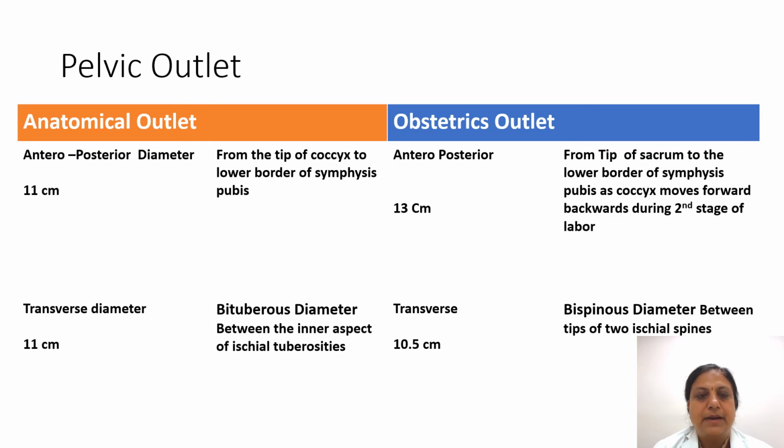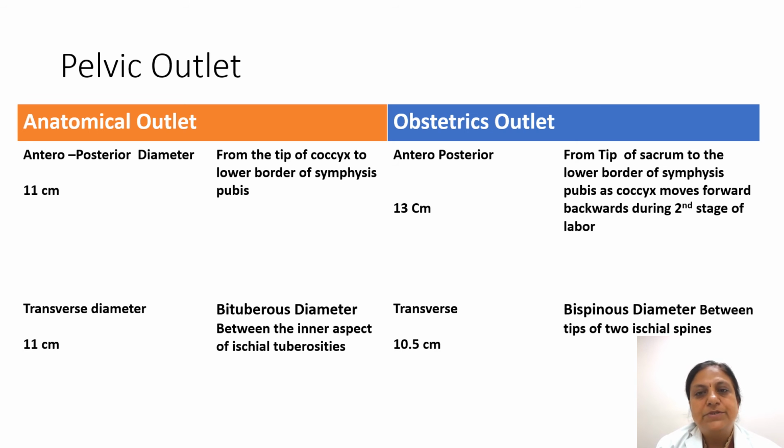This is the comparative chart between the anatomical outlet and the obstetric outlet. Let us first see the anatomical outlet. The anteroposterior diameter of the anatomical outlet is from the tip of the coccyx to the lower border of the pubic symphysis. It measures 11 centimeter. The transverse diameter of the anatomical outlet is the bituberous diameter, that is between the inner aspects of the ischial tuberosities, and it measures 11 centimeter. So both are 11 centimeter in the anatomical outlet.